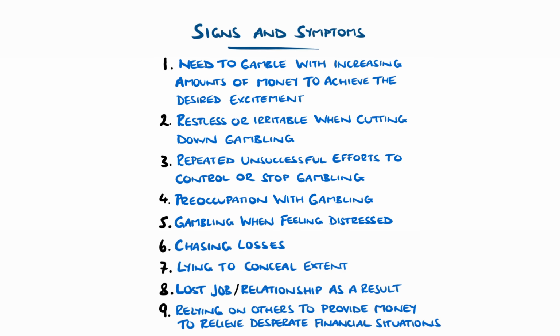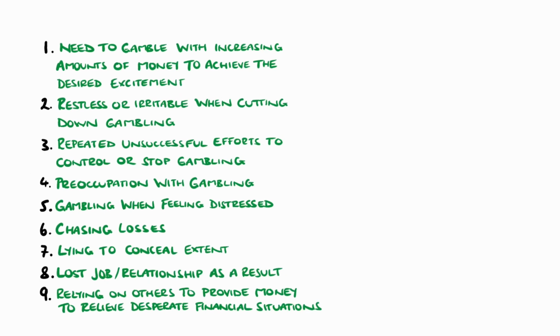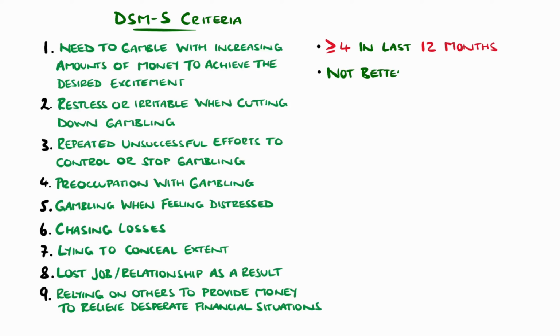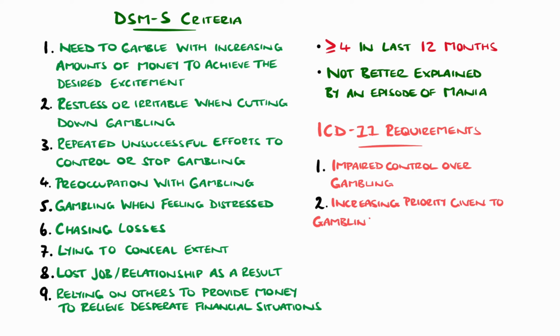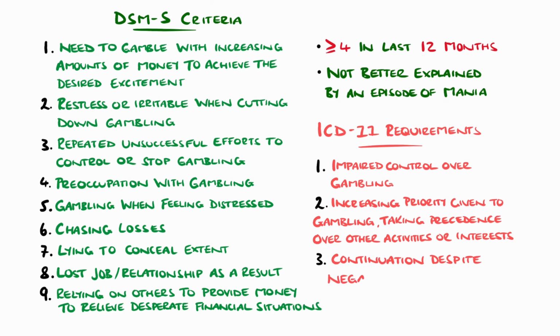The DSM-5 criteria for a diagnosis require 4 or more of the above within the last 12 months. It also requires that the gambling behaviour is not better explained by a manic episode. The International Classification of Disease, ICD-11, lists 3 requirements for a diagnosis, which are impaired control over gambling, increased priority given to gambling, taking precedence over other life interests and daily activities, and continuation of gambling despite negative consequences.